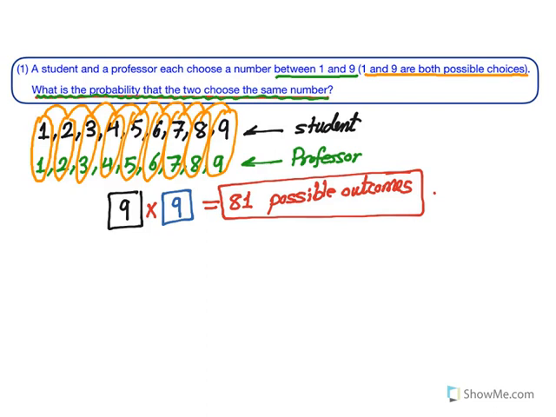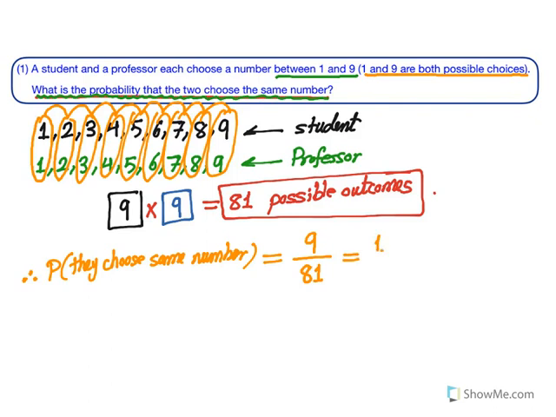So we can say, therefore, the probability that they choose the same number is, we have 9 possibilities. They have 9 possibilities of having the same number, 1, 1, 2, 2, 3, 3, up to 9, 9. Those are 9 possibilities out of the total number of possibilities, which is 81. And this is the same as 1 out of 9.